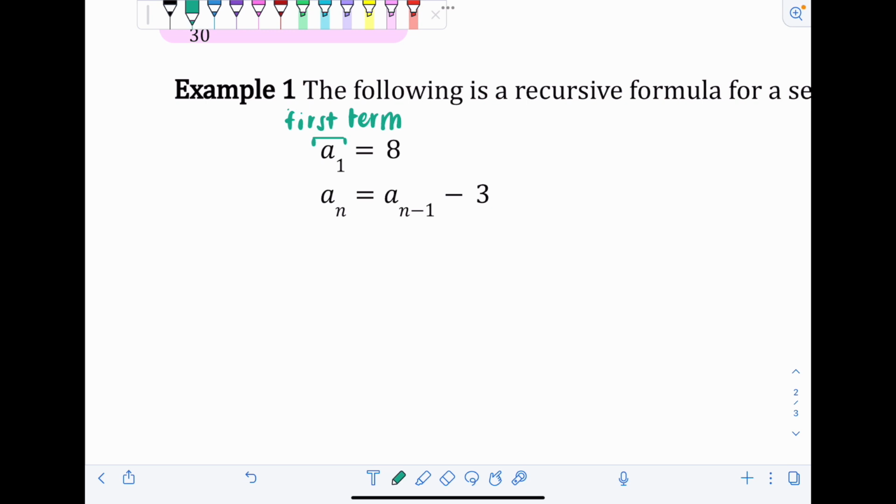And then for the second part of the formula, that second line, the A sub n is the term that you're looking for. I'm just going to shorten it to term looking for. And then for the A with the little subscript of n minus 1, like this one, it's the previous term, or the last term.